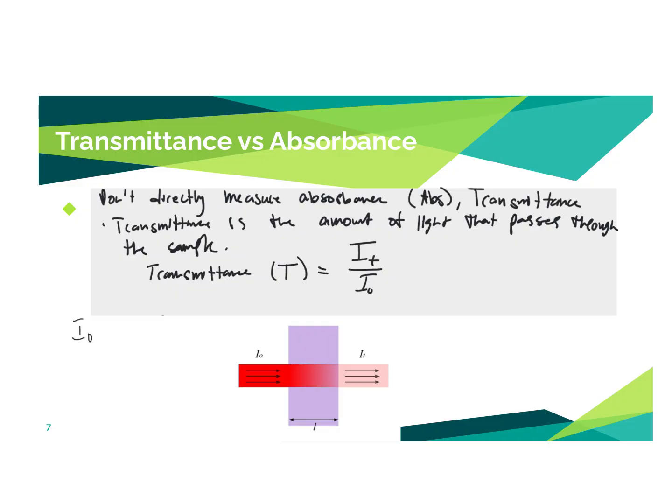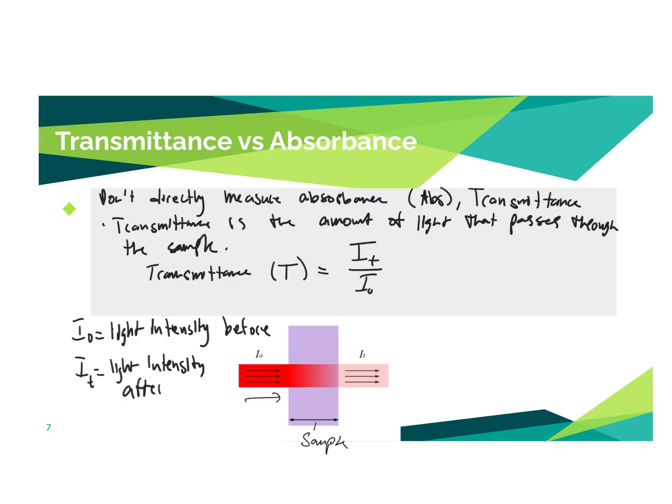So I0 is equal to light intensity before it hit the sample. So that would be this part right here. If this is your sample, that would be I0. And then IT is the light intensity after. So once it's reached the sample, that would be IT, just like it says in that diagram.